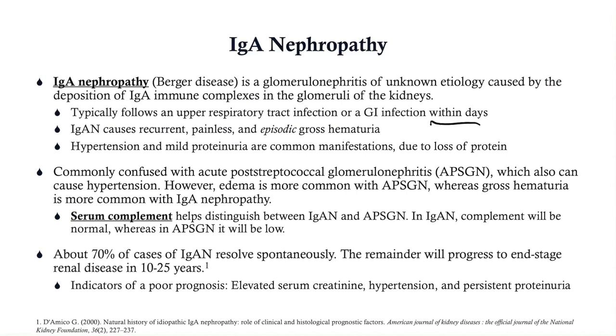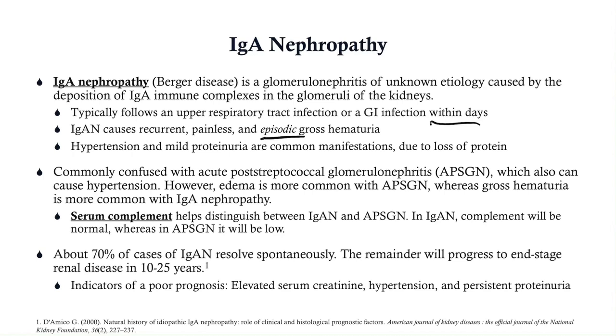IgA nephropathy causes recurrent, painless, and episodic gross hematuria, and that's another big one, episodic gross hematuria. So it comes on after the infection, it goes away, and then it comes on again, and then it goes away, and then it comes on again, as opposed to PSGN, where a few weeks after the infection, it comes on, and it doesn't really go away, but then when it's gone, it's gone. Okay? Hypertension and mild proteinuria are somewhat common manifestations due to the loss of protein. However, the hypertension in IgA nephropathy is not quite as common as it is in PSGN.